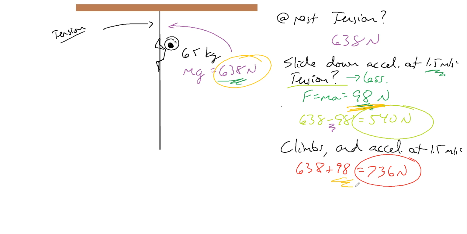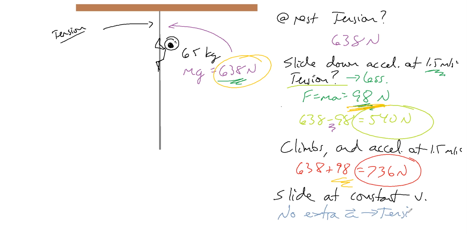Now, what if instead he slides down the rope at a constant speed? Well, if he slides at a constant speed, there's no extra acceleration. Since there's no extra acceleration, there's no change in the force. So the tension would just stay at 638 newtons.